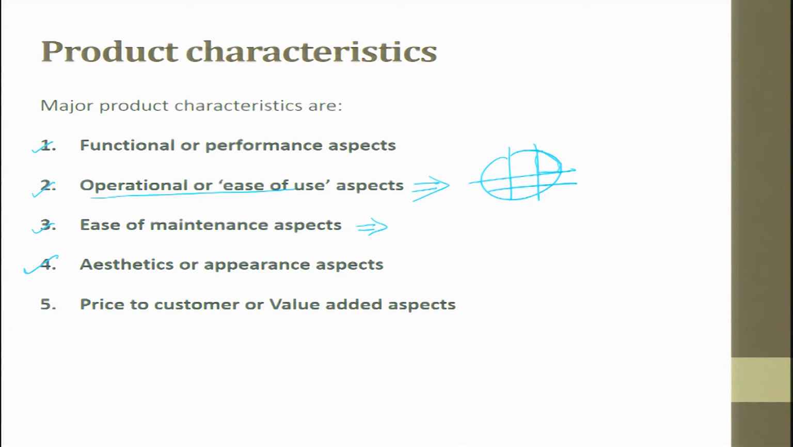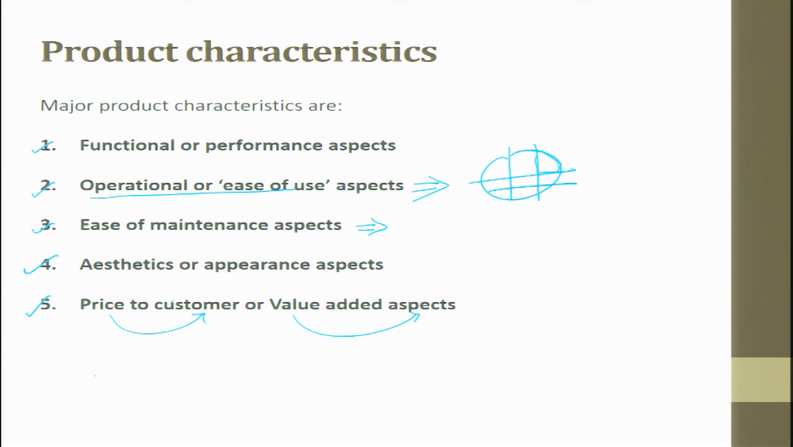Then the next thing is aesthetic and appearance aspect of it, and the last one is price to customers or value added aspect. I pay this money, and what will be the customer satisfaction happening by buying this product. Today we always put this price to customer. So, price to customer or value added aspect. So, this is very, very important. If I buy a 10 rupees pen, what will be the value addition to me? If I buy a 100 rupees pen, what will be the value addition to me? So, that is what people are looking forward to.